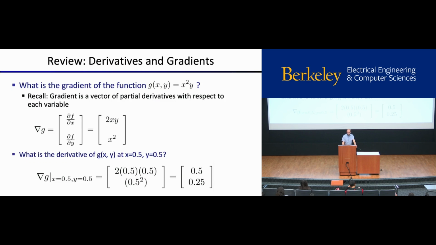Here is the gradient. That is the vector of partial derivatives with respect to all of the given variables. So we have this function g, which is a function of 2 variables. So then the gradient is a 2-dimensional vector of each of the partial derivatives.